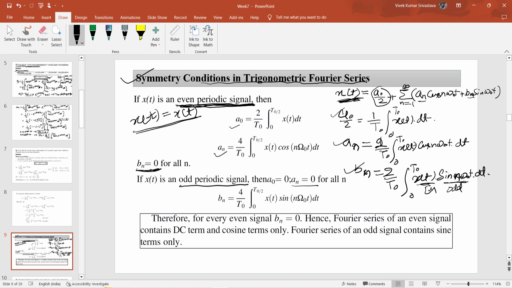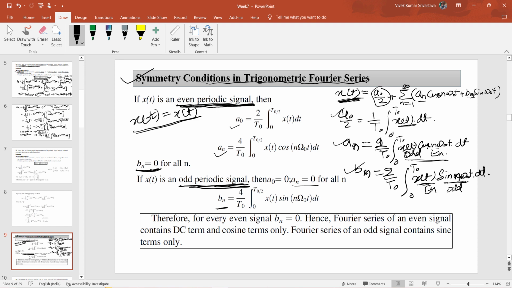Because x of t is an odd signal, if you integrate x of t over its time period, it will result in 0. Similarly, if you evaluate a n, this is an odd signal and this is an even signal, so the product is an odd signal. Once you integrate this odd signal over its time period, it results in 0. So that's why for an odd periodic signal we just have to evaluate b n.